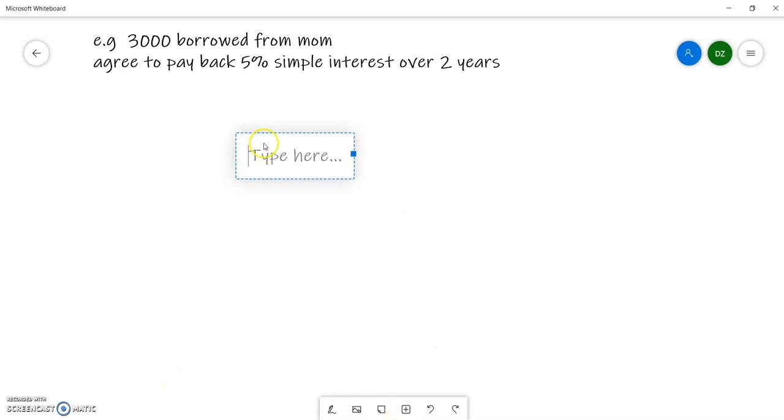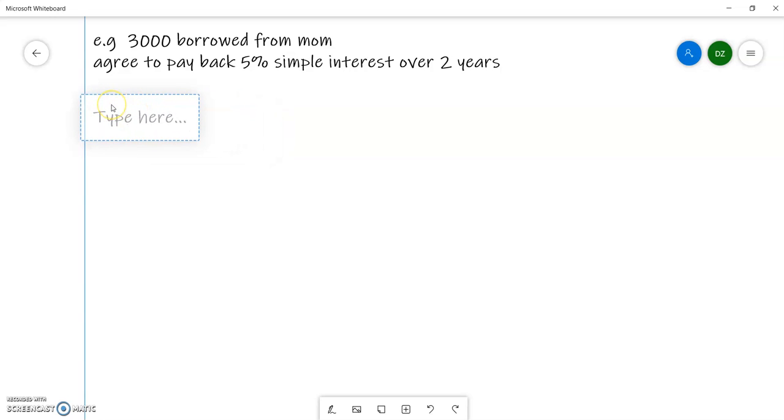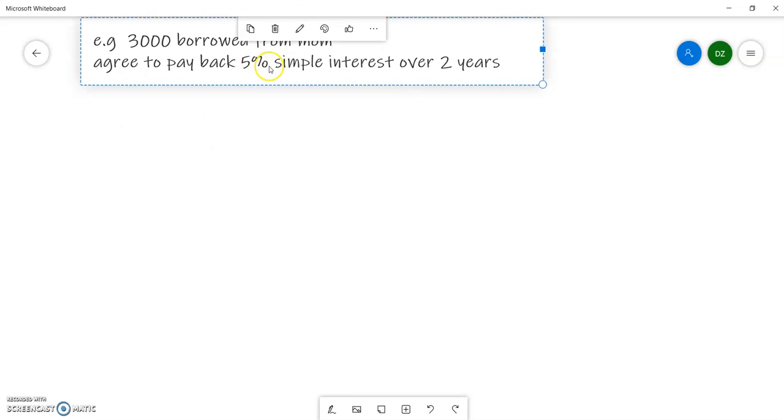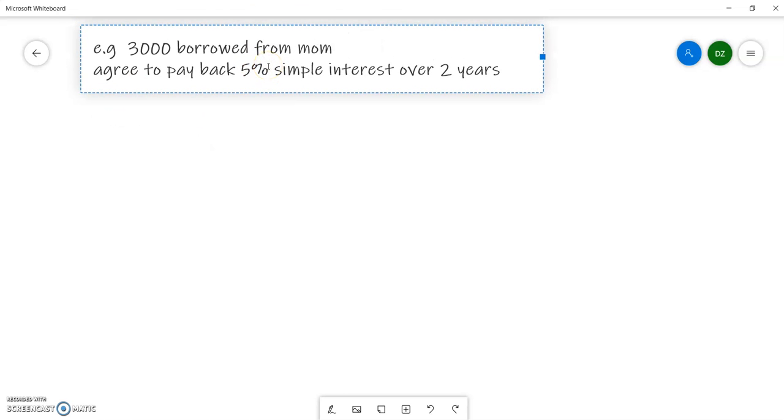It says that 3,000 Rand is borrowed from your mom. You agree to pay her back at 5% per annum, simple interest. And you agree to pay it back over 2 years.